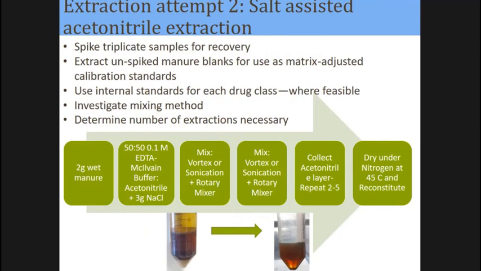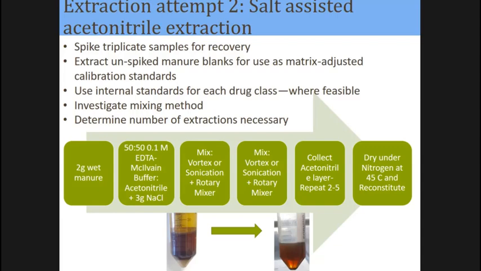And we also had spike samples with this and we had matrix adjusted calibration curves. And so one of the things that people do when they take these antibiotics and they quantitate them is they use an internal standard. And so they take that internal standard, they apply it to their pure calibration standards. So that's a calibration standard made in methanol. And then they take an internal standard and they put it in their recovered samples and their extracted manure samples.